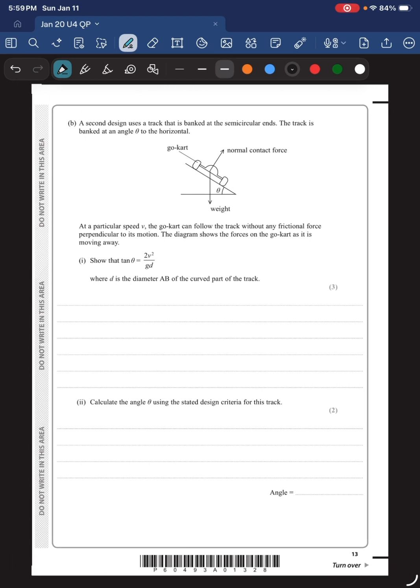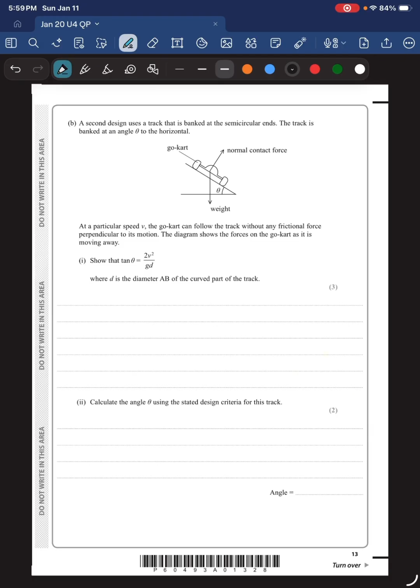Part B. The second design uses a track that is banked at the semicircular ends. The track is banked at an angle theta to the horizontal, okay? At the particular speed v, the go-kart can follow the track without any frictional force perpendicular to its motion. The diagram shows the forces on the go-kart as it is moving away. Show that the tangent of theta is 2v squared over g d, where d is the diameter AB of the curved part of the track.